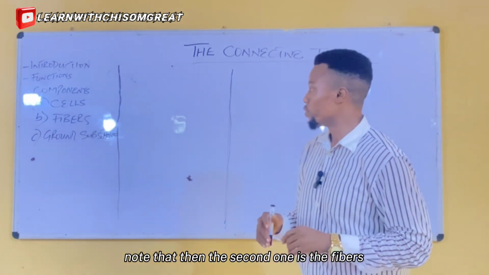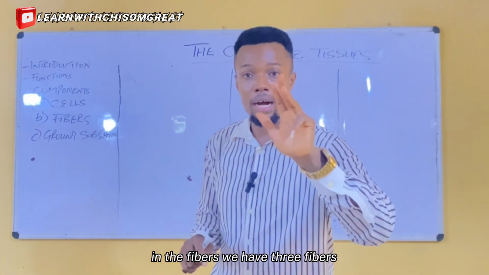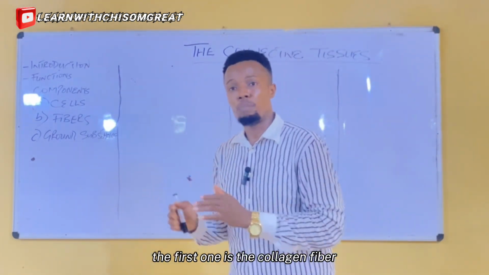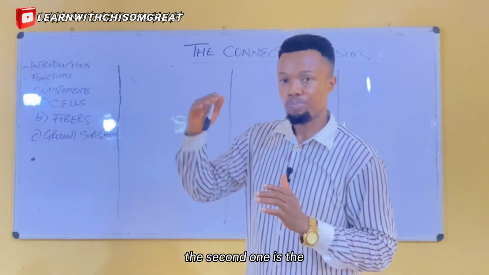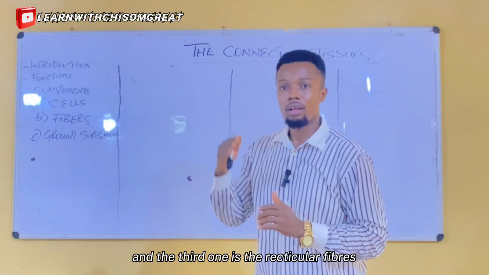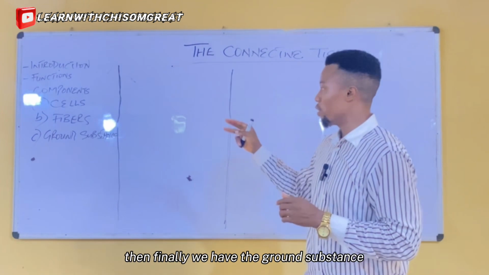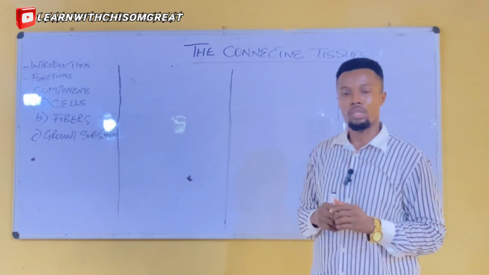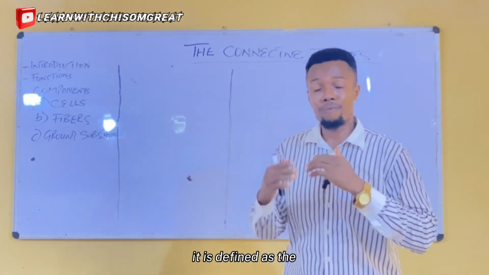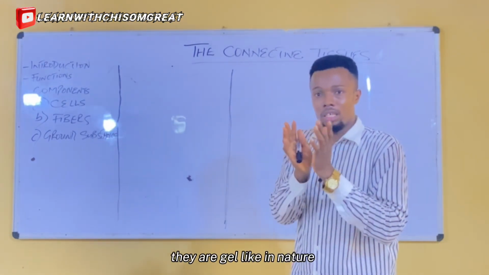Note that. Then the second one is the fibers. In the fibers, we have three connective tissue fibers. The first one is the collagen fiber. The second one is the elastic fiber. And the third one is the reticular fiber. Then finally, we have the ground substance. The ground substance is defined as gel-like in nature.